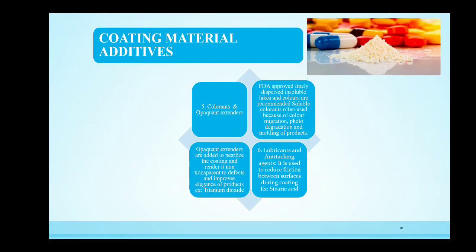Next additive is lubricants and anti-tacking agents. It is mainly used to reduce the friction between the surfaces during coating. These compounds act as boundary lubricants by having a polar region of the molecule adsorbed on a substrate, leaving a non-polar aliphatic region projecting from the surface of the coating. So this will cause reduction in the surface adhesion between the wall of the pan and the microcapsule. Good example for lubricant is stearic acid. So this was all about the additives used in a coating material.